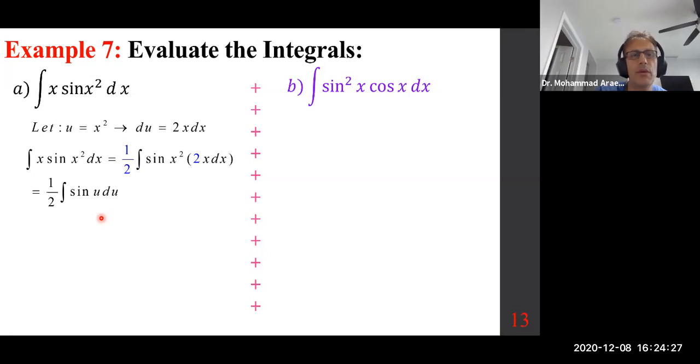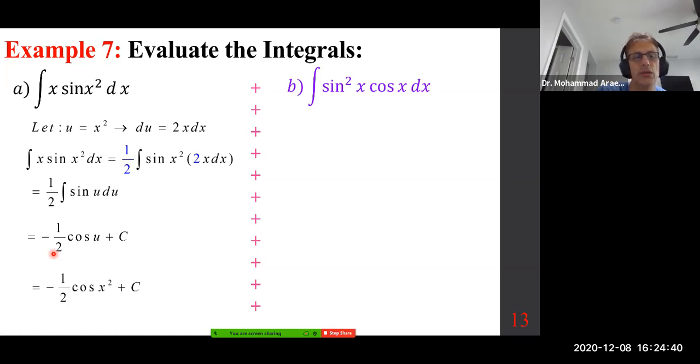And remember, the derivative of sine is cosine. The integral of sine is negative cosine. That's why we get negative 1/2 cosine u plus a constant. Replace the u and you're done. Finally, you can check. All you have to do, differentiate this, and that gives you the answer.